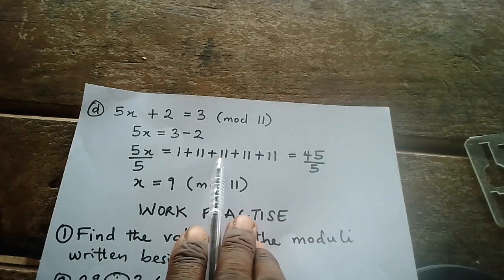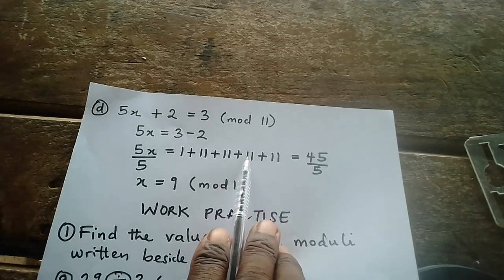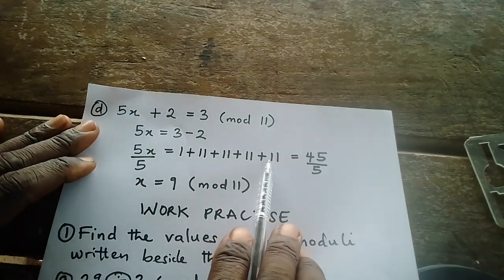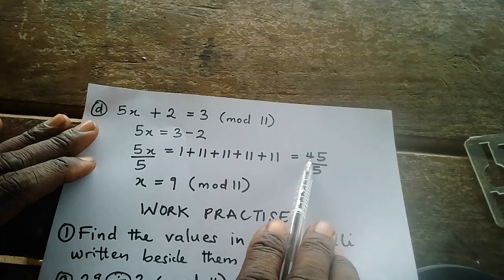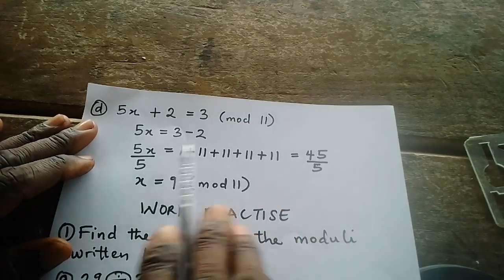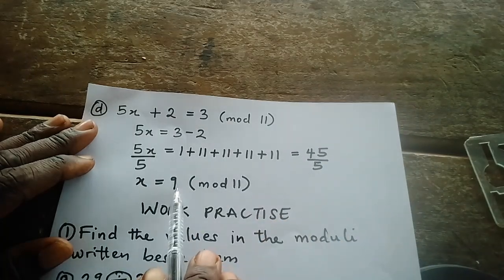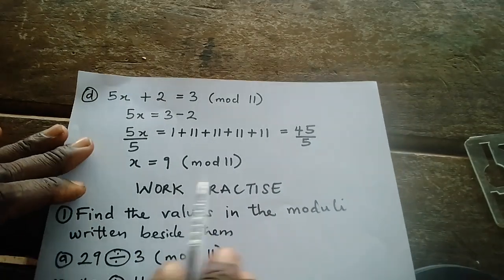23 also divided by 5 will give you a decimal. Again, add 11, making 34. It will still give you a decimal when divided by 5. Add 11 again, making 45. So 45 divided by 5 will give you a whole number. So that means you now have your x to be equal to 45 divided by 5, which is 9. So this is in mod 11.